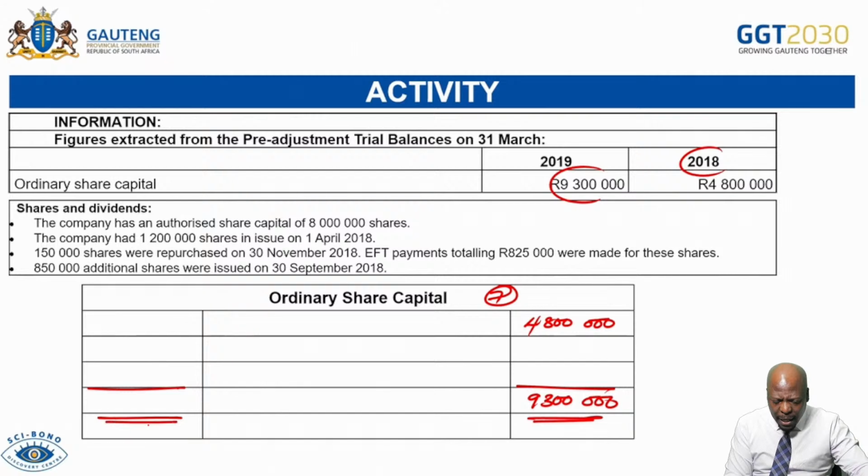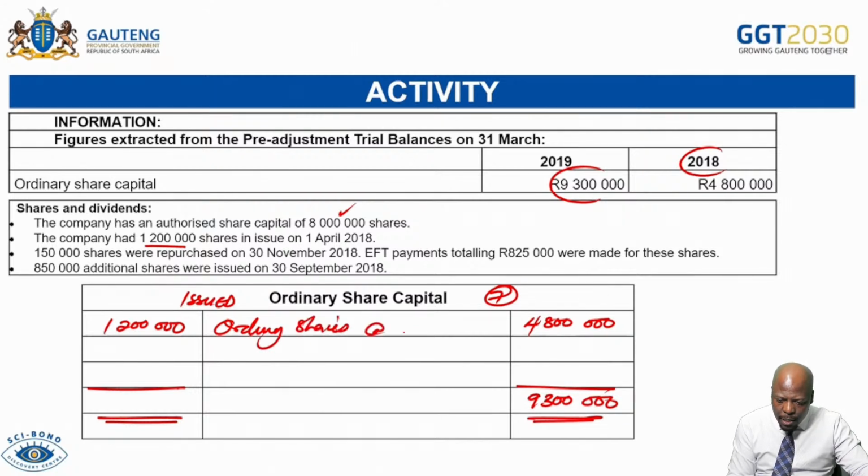The company has authorized share capital of 8 million. Is there any way I record that in note number 7? Not on the issued. Remember, here we're dealing with the issued. And then the company had 1.2 million shares in issue on the 1st of April 2018. So at the beginning, I had 1.2 million ordinary shares. This is at the beginning.